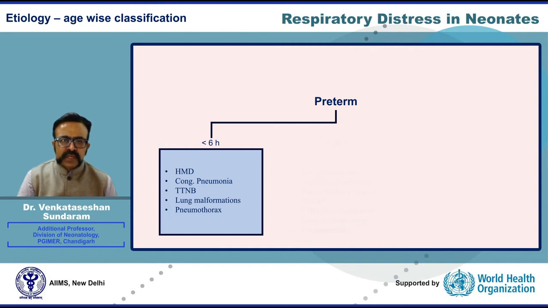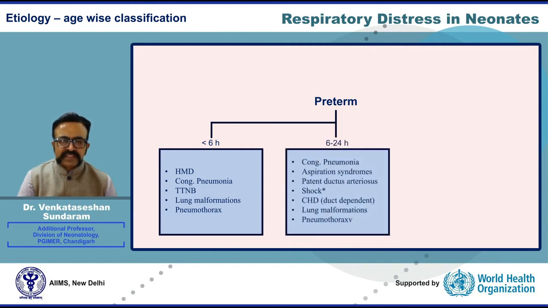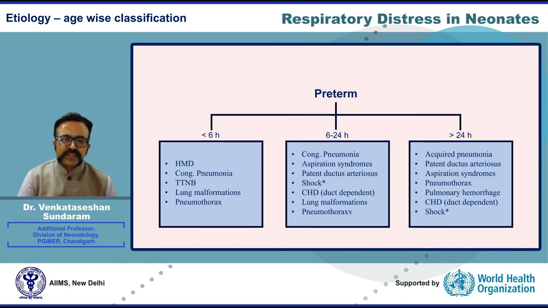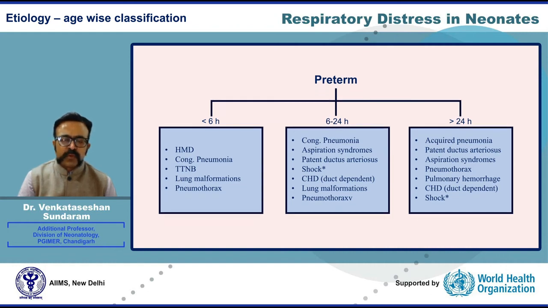Aspiration syndromes contribute a lot in cases which present a little late, but generally in the first day of life. Healthcare infections, cardiac causes such as shock and duct-dependent heart diseases also play an important role, but later in life. Even though transient tachypnea of newborn is commonly believed to be a problem in term newborns, contrary to the belief, preterm newborns more commonly present with transient tachypnea of newborn.